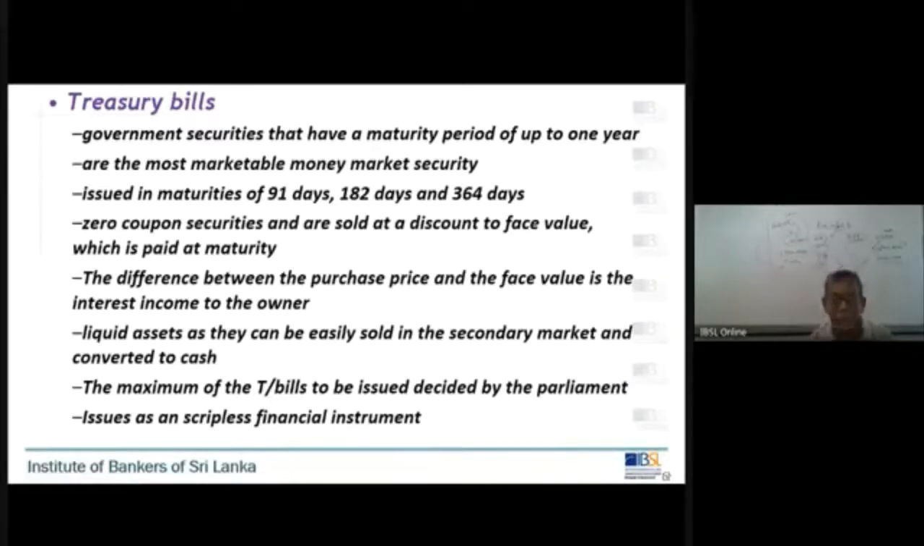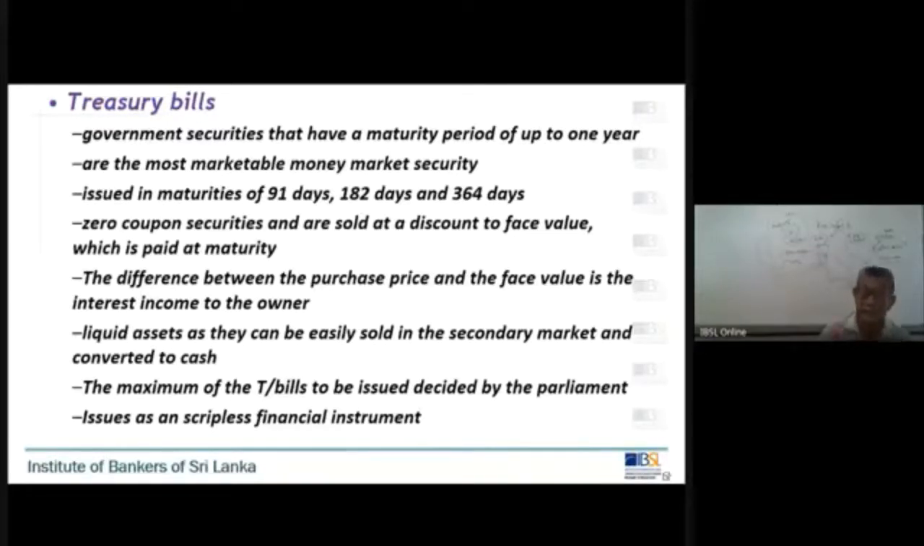Zero coupon securities. What do you mean by zero coupon securities? In treasury bills and treasury bonds, we don't say interest; we call it the coupon rate. Remember, in treasury bills and bonds, we never talk about an interest rate. Instead, we talk about the coupon rate. A treasury bill is a zero coupon security. What do you mean by that? It means they are sold at a discount to face value, which is paid at maturity.